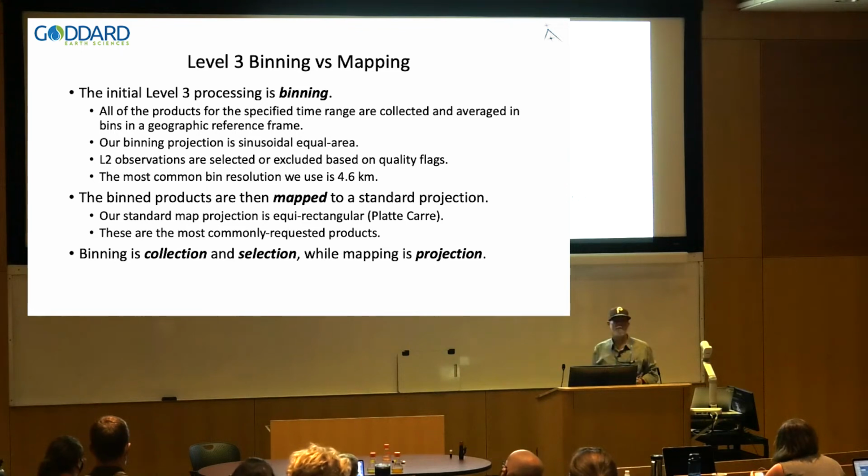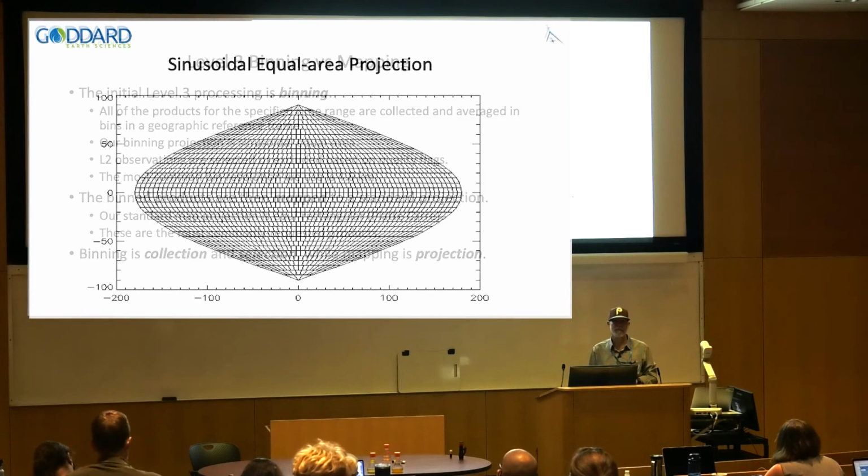So this is my own take on it. Binning is collection and selection, while mapping is projection. That's my way of simplifying the difference, okay?